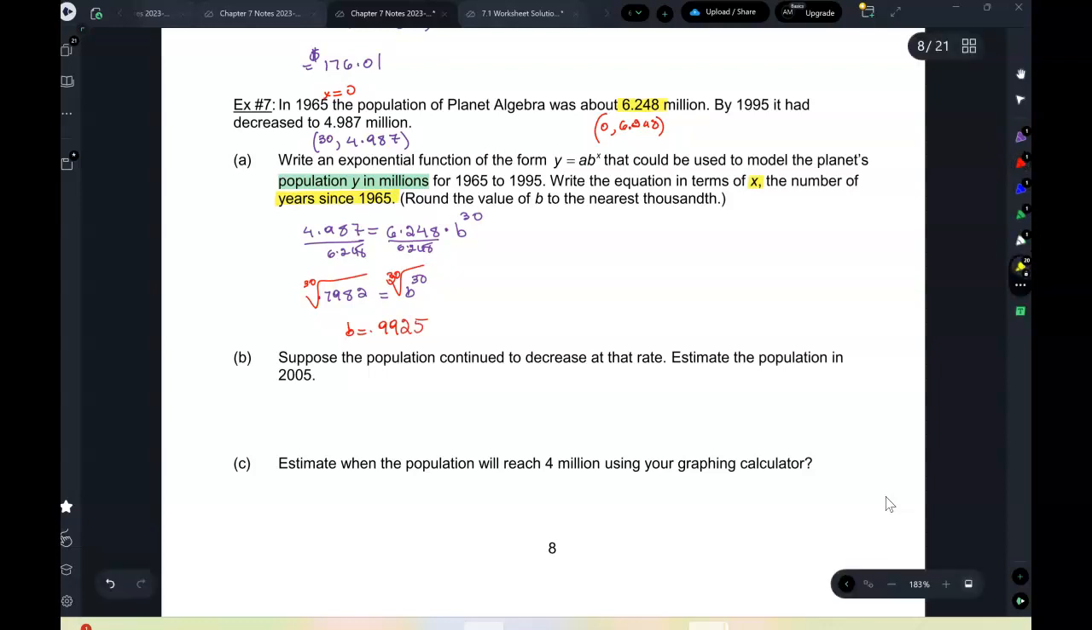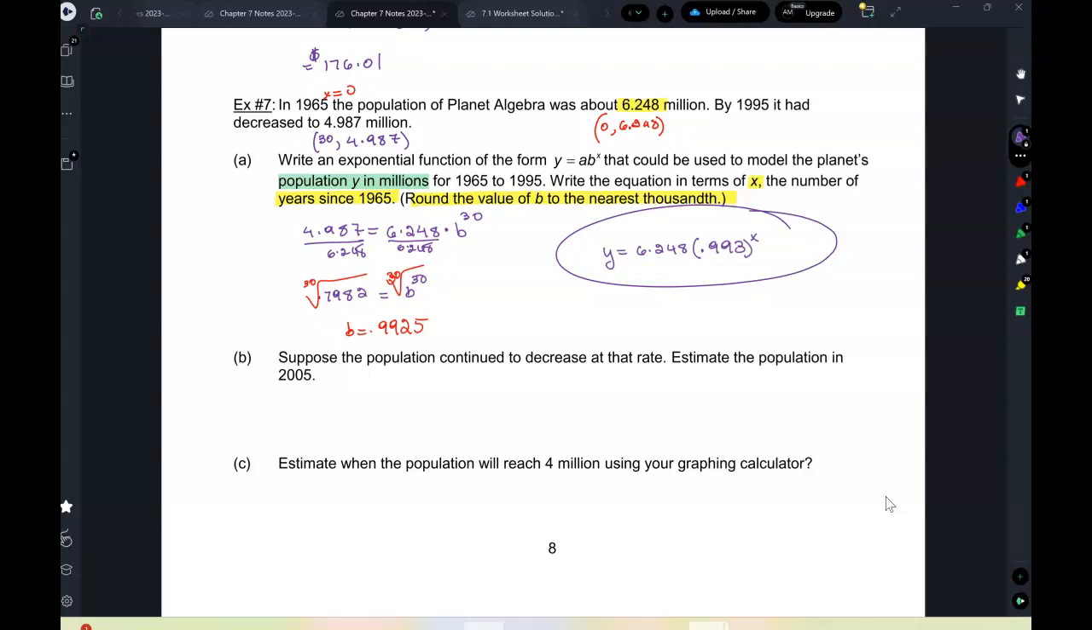Take a look at what it says here. It says to round B to the nearest thousandth, which is 3 decimal places. So in my equation, y equals 6.248 times 0.993 to the power of x. That's my equation. Is this an exponential growth or decay? Decay. Because it's decay, B turned out to be between 0 and 1. That has to happen every single time.